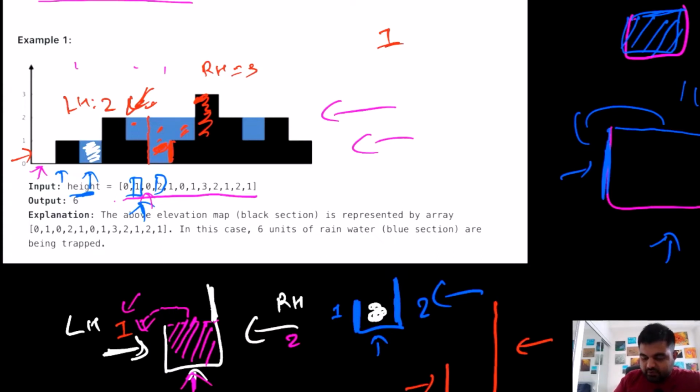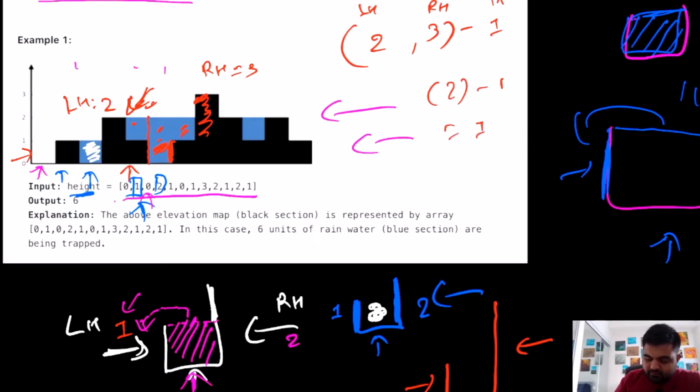So we are going to apply the same formula. We are going to check the minimum out of 2 and 3. This is the left height, this is the right height, and we are going to subtract whatever height we are currently at. The current height is actually 1. If we apply this formula, we get 2 minus 1, so we get 1, which means that over here we can store 1 unit of water.